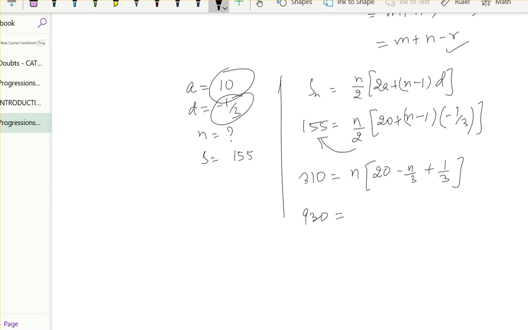930. We multiply the whole equation by 3. That means n plus 60 plus 61 minus n. n square minus 61n plus 930 is equal to 0. So n is equal to 30 or 31.